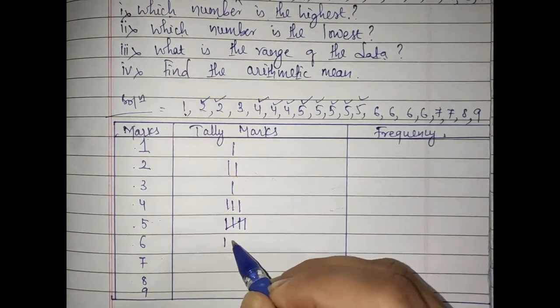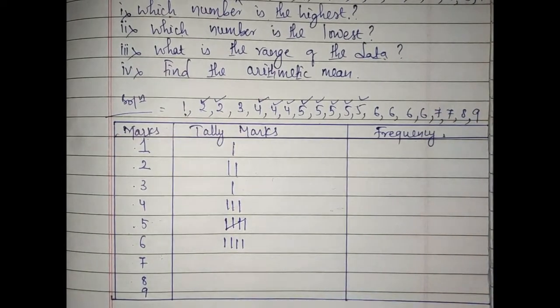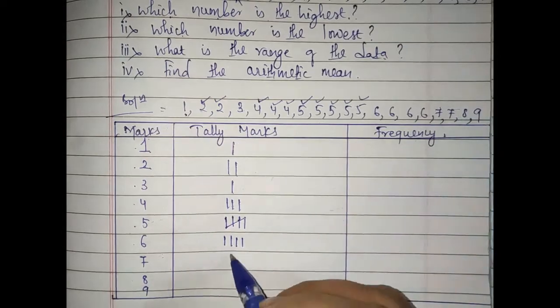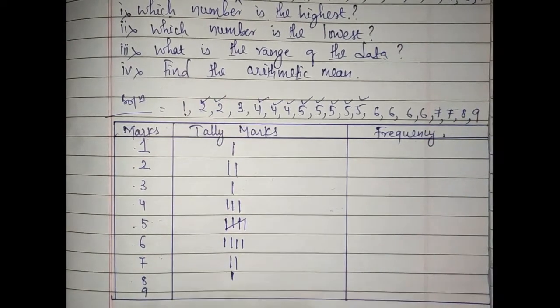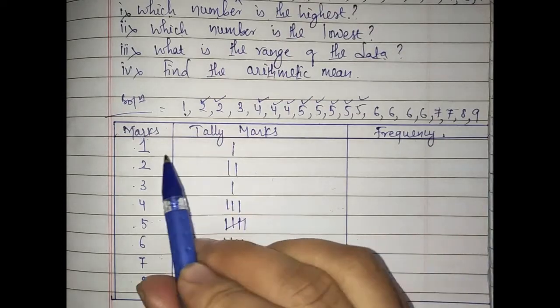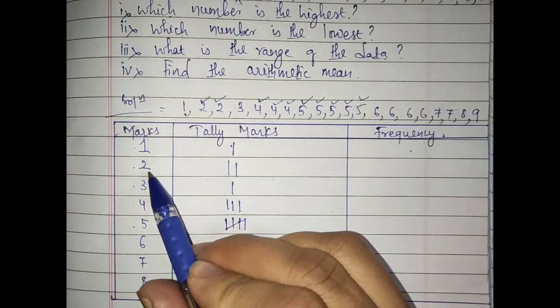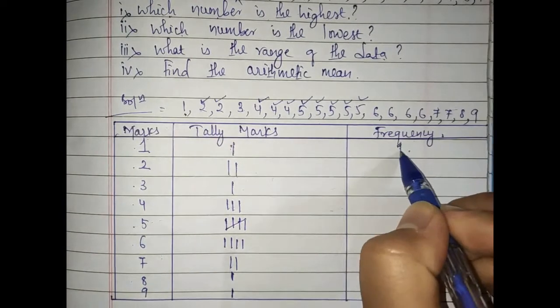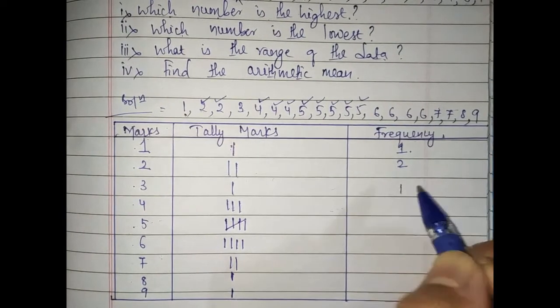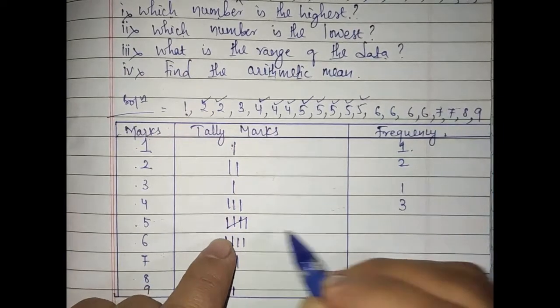4 times, so write 1 2 3 4 in a tally mark. 7 is 2 times, 1 2. 8 is 1, and 9 is 1. Alright, so with this tally mark we will write the frequency of the 1, frequency of 2 also. So 1 it is, 2, 1, it is 3, it is 5.